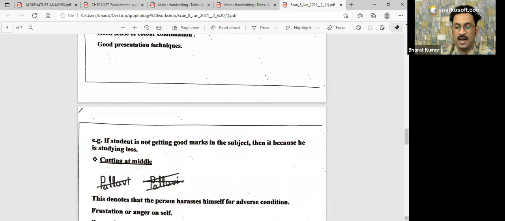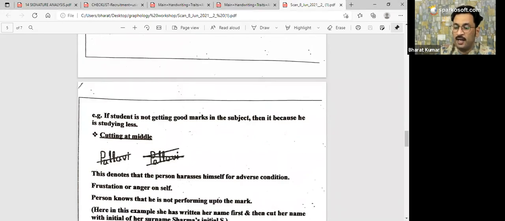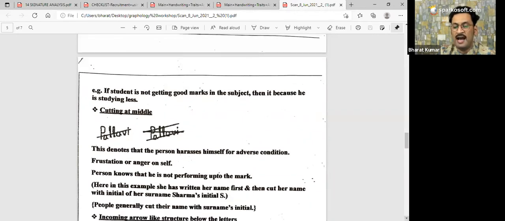Now check these signatures. Cutting at the middle, always avoid this. If any one of you is having this kind of signature, like Pallavi 1 or Pallavi 2 here, cutting at the middle, these kind of people generally face negligence in the office. How?